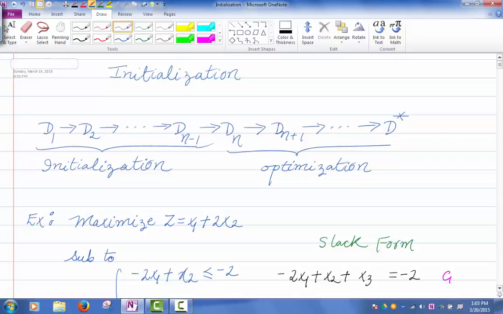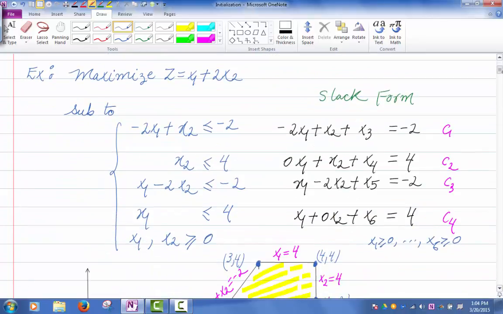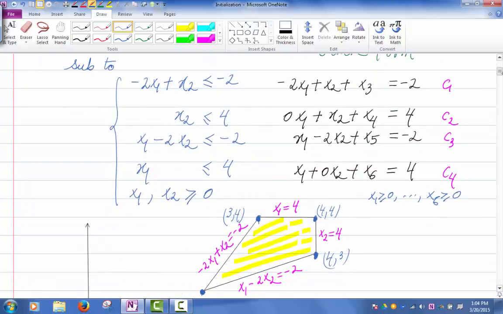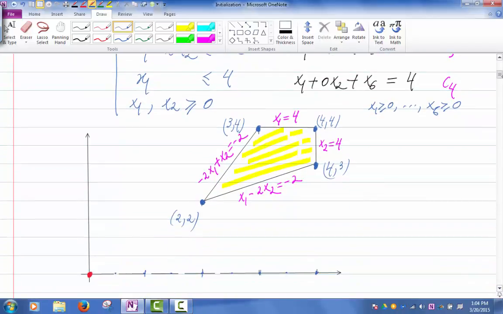Okay, so remember initialization once again. This is where the initial dictionary happens to be infeasible, and then you want to come to a feasible dictionary, and then you can run the same optimization phase as we did before. Now, last time we looked at this example, and the feasible region for that example, we see that (0, 0) is not part of that feasible region.